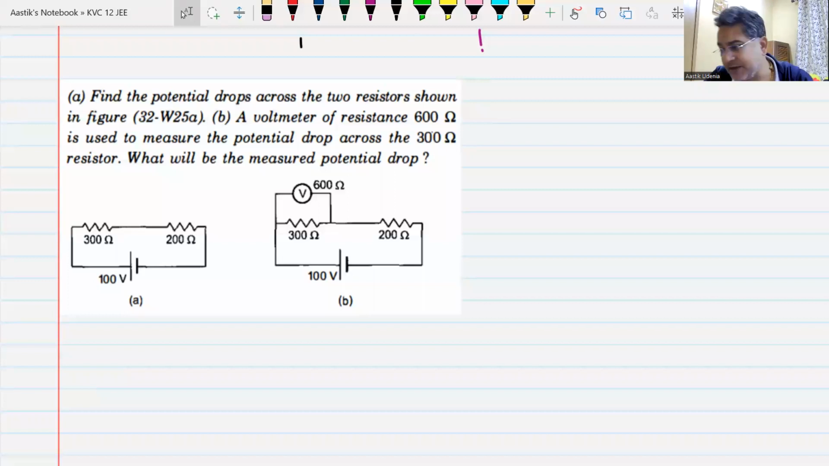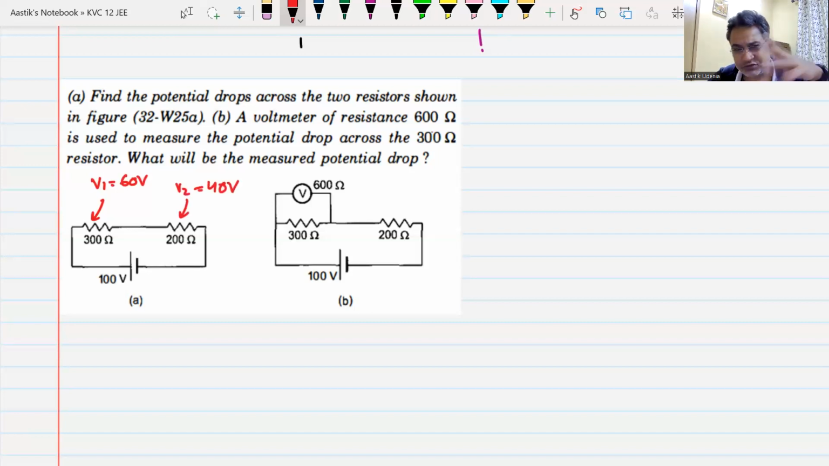Too much time, my dear friend, you have consumed on this question. That much time you don't have. You have to find the potential drop across this one, V1. You can very easily do it. It's just two resistors in series. So this V1 will be equal to 300 times R1 by R1 plus R2. How much time should you take to do this? 5 seconds, 3 seconds, 4 seconds, not more than that. This is 60 volt. So this one will be 40 volt. 2 to 3 seconds. More than enough to do this.